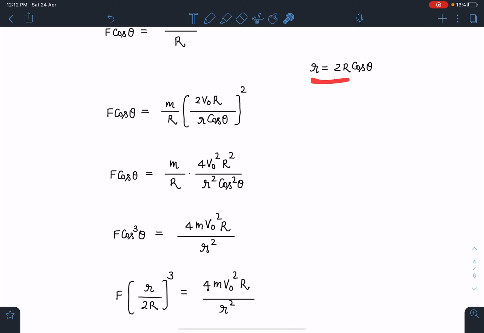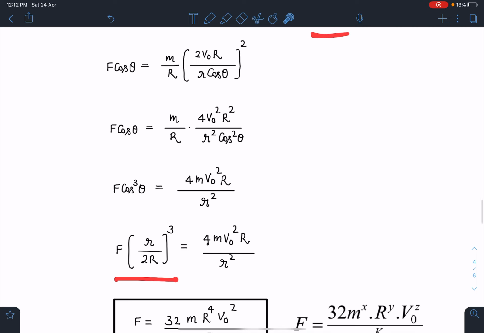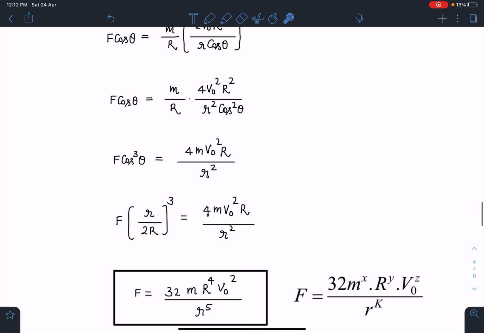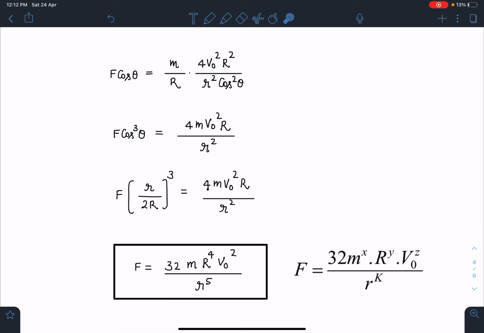So cos theta is r by 2R. When I substitute this value here and simplify, you can see 2 to the power 3, that is 8, into 4, 32. So F is going to come as 32 m R to the power 4 v0 square by r to the power 5.